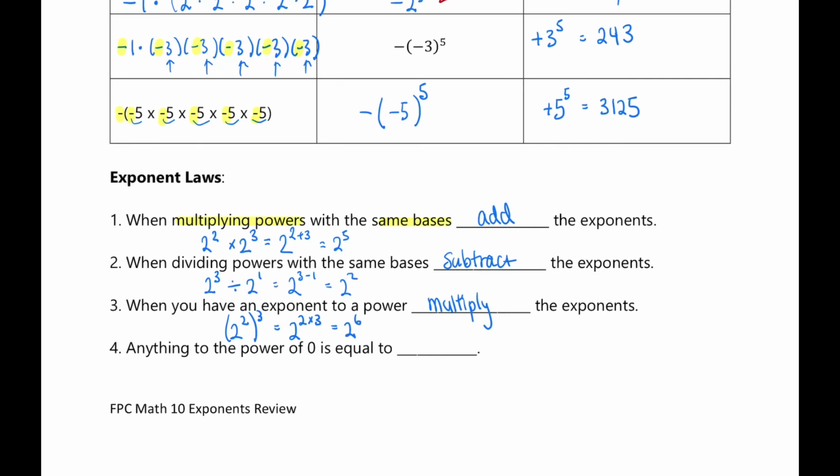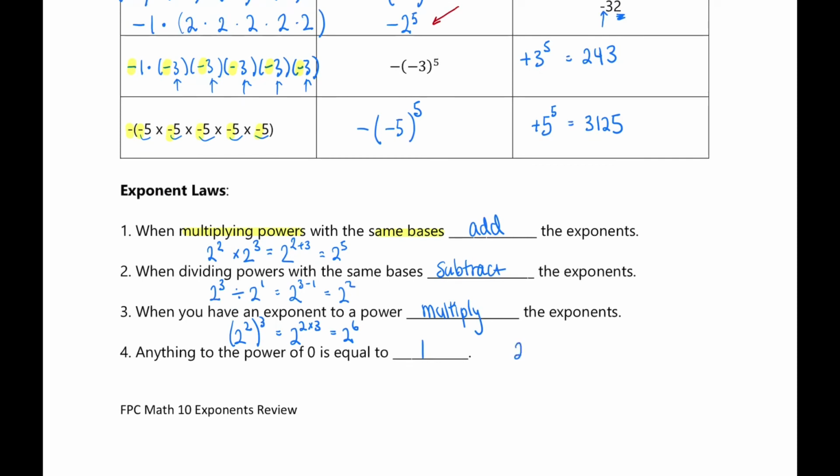Number 4, anything to the power of 0 is equal to 1. So for example, if we have 2 to the power of 2, this is the same thing as 4. Let's try dividing that 4 by the base 2. Divided by 2. And let's try the left-hand side as well, divided by 2. 2 squared divided by 2 is equivalent to having 2 to the power of 1, which equals 2.